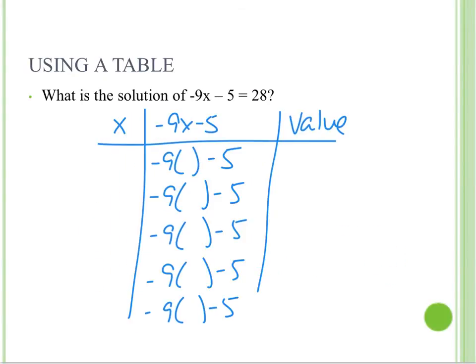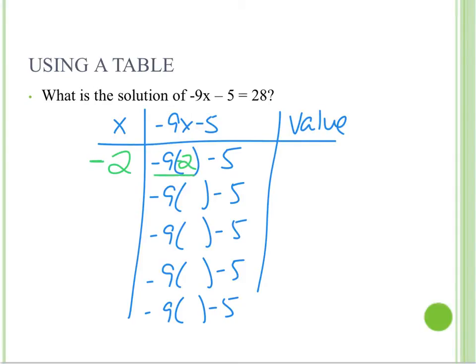Here's another example. Again, you see I've created a chart or a table to determine the solution of x for when negative 9x minus 5 equals 28. I will try when x equals 2. When x equals 2, negative 9 times 2, well, that's negative 18. Negative 18 minus 5 is going to be negative 23. That's definitely not the right direction, so let's try a negative 2.